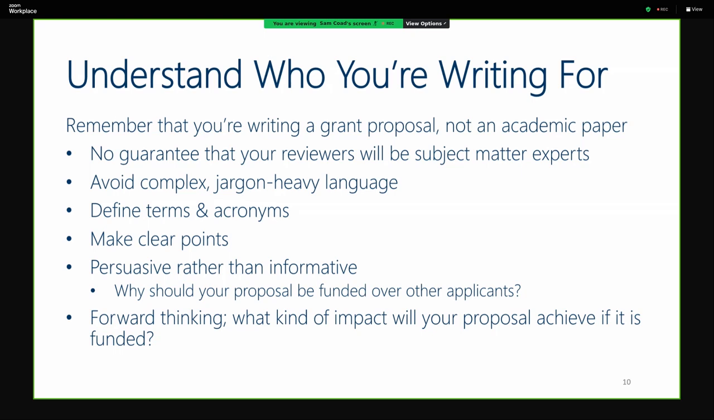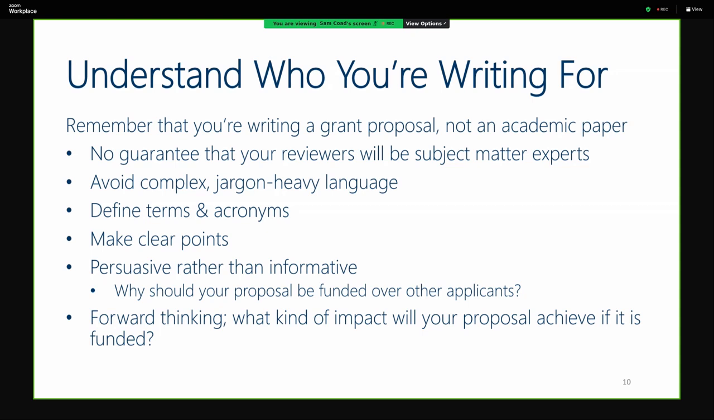The reason why they're soliciting proposals in the first place is to fund proposals that they can't accomplish themselves. It's to increase the body of research and bring more minds into something. It's not to highlight something that they've already done. So your review board will more than likely not be subject matter experts, and you need to remember that you're writing a grant proposal, not an academic paper.